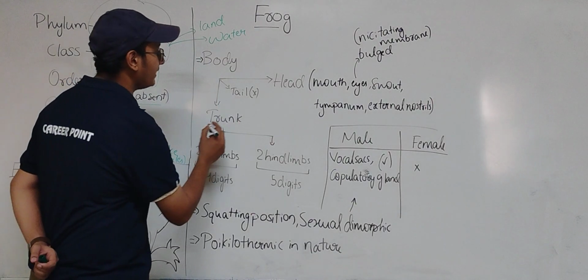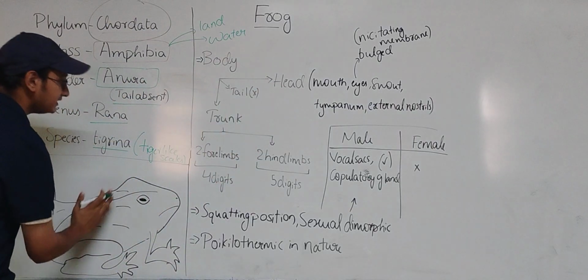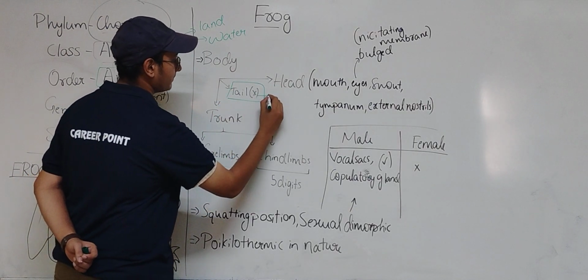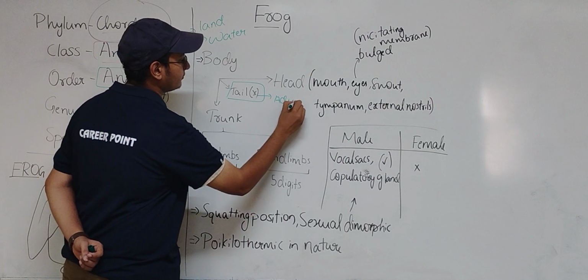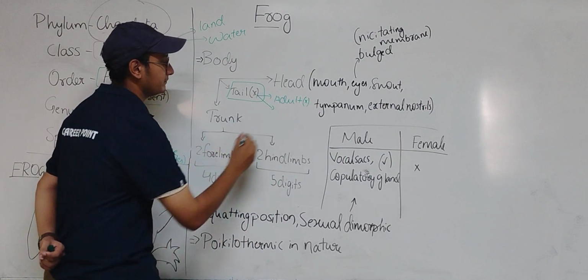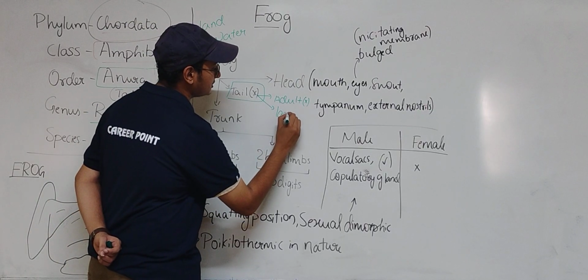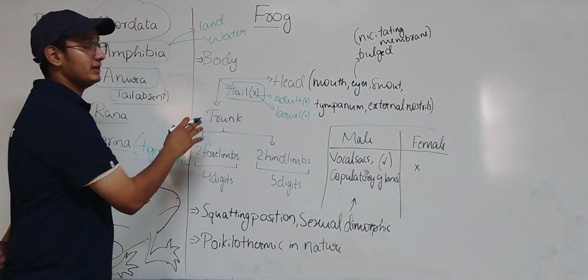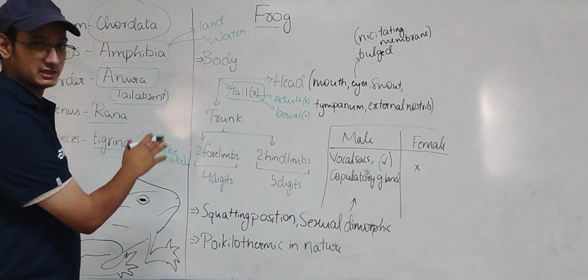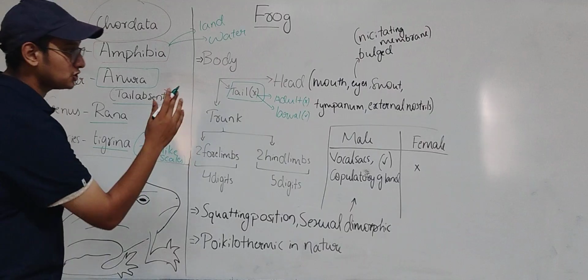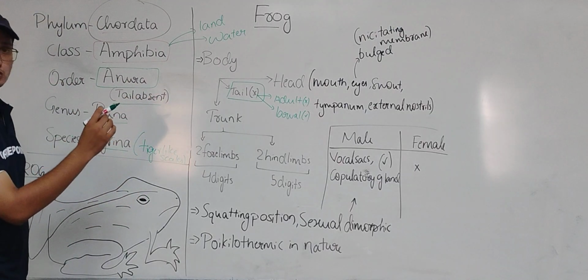So the body is divided into head and trunk. Tail is absent in adult frog. Adult frog and young frog, which is larval stage, it is present. So the body is divided into head and trunk. Tail is absent. Head has mouth, eyes, snout, tympanum and external nostrils.